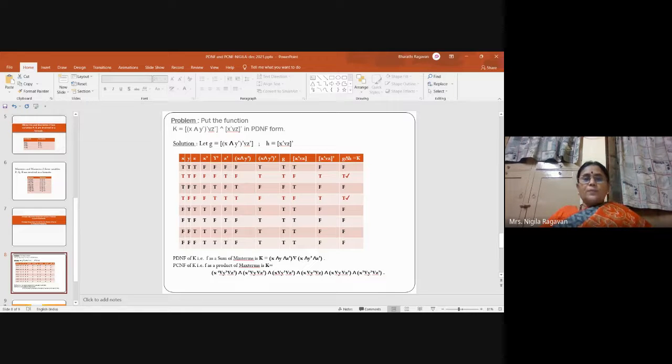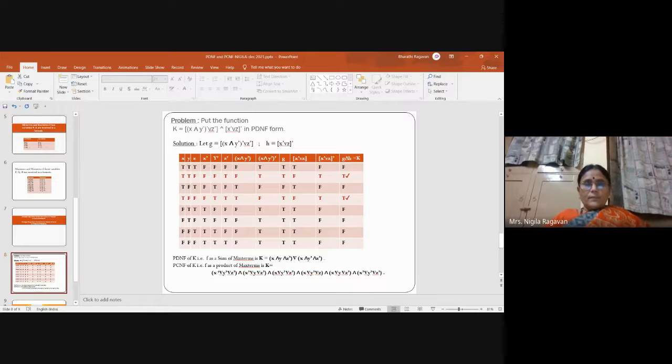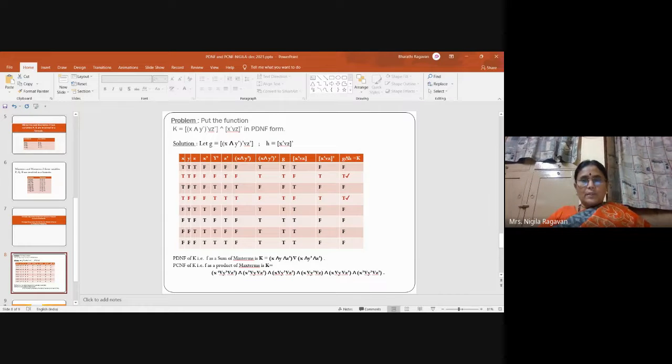Next, how to frame PCNF for K. In the second row and fourth row, we have got T. In all the remaining 6 rows, we have got F as truth values of K. Now, using these remaining 6 rows, we are going to frame PCNF. PCNF is product of sums. Sum is a max term, so it is a product of max terms. Now, what max terms we have to write down?